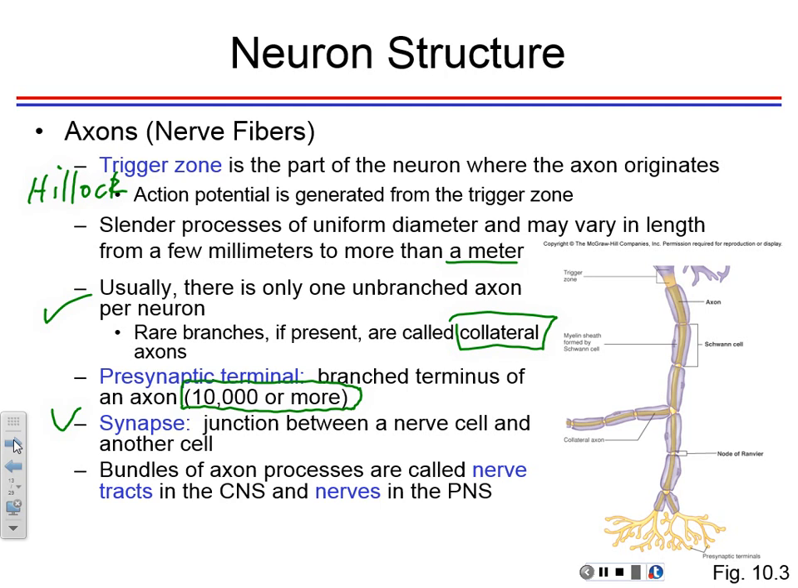Is it a physical connection or is it a functional connection? Yeah, so that means it's going to be what kind of connection? Functional. It's going to be a functional connection between either a neuron and a neuron or a neuron and a muscle cell. You know what I'm saying? Because they don't touch. You said there's a gap, so there's not a physical connection.